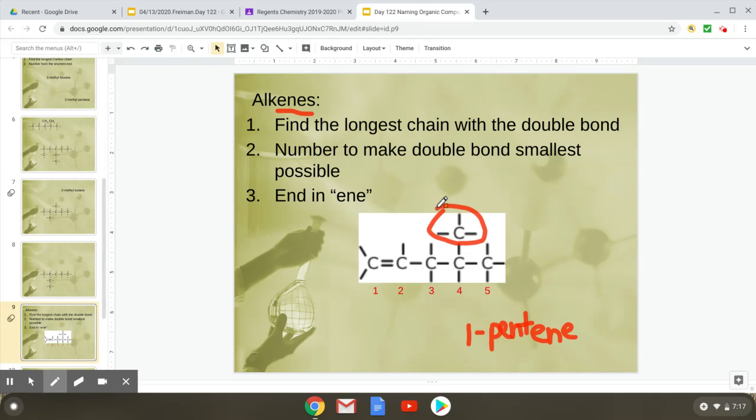The methyl group is on the 4th carbon. So this is 4-methyl-1-pentene. So we have two special things on this one. So we have the name and the exact location of where the double bond is. And then we have the name of the special group, the methyl group, and where it's located. We separate that with a hyphen. So this is 4-methyl-1-pentene.